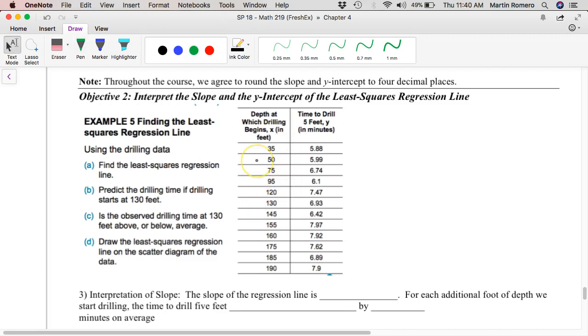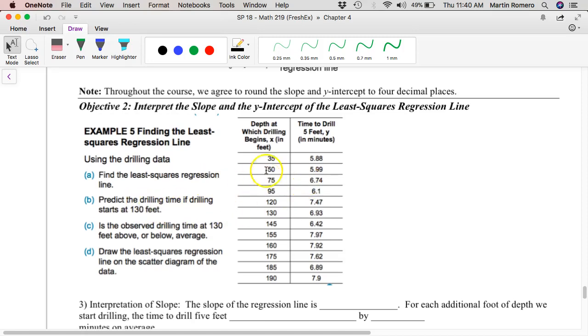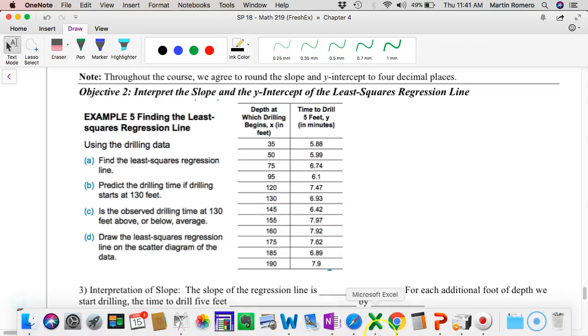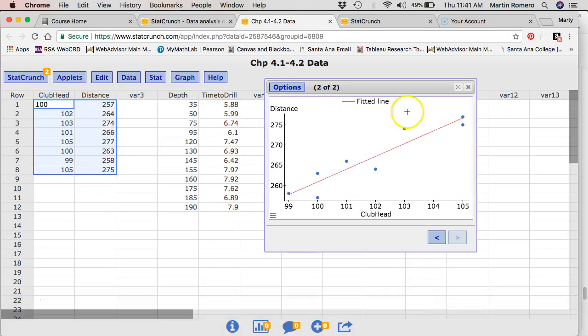So here's another example on our note sheets. We have this data in. You want to practice finding the least squares regression equation, predicting the drill time. Imagine you're drilling down into the ground trying to get to some oil. The deeper you go, the longer it takes to drill 5 feet, because the rock gets harder underneath the further you go. So what is that relationship? Is there a correlation between them? I have the data in, so let's go ahead and do that real quick.